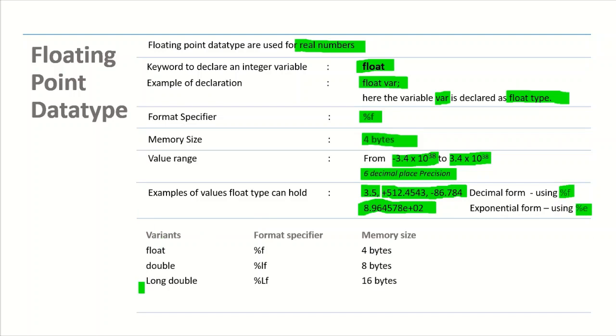The variants of floating point types are float, %f, 4 bytes, double, %lf, 8 bytes, and long double, %Lf, here L is capital, 16 bytes.